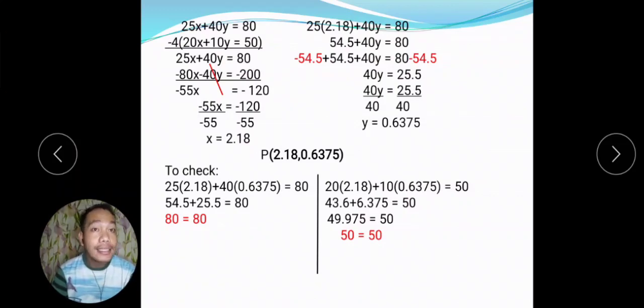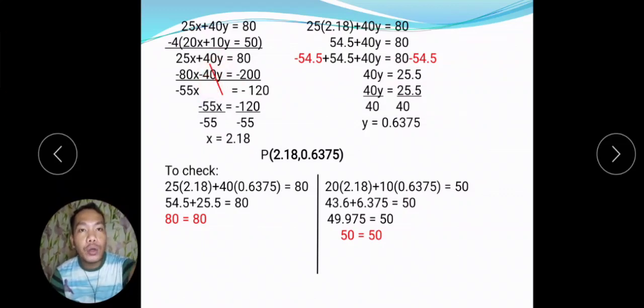Now we will find a value to make one of our variables 0. Here, I used negative 4 to make our y become 0. I multiplied our first constraint, 25x plus 40y equals 80, by... negative 4 times 20x equals negative 80x, and negative 4 times 10y equals negative 40y, and negative 4 times 50 is negative 200. We will cancel out the y terms because they become 0.